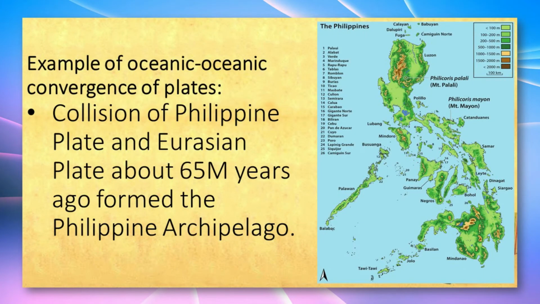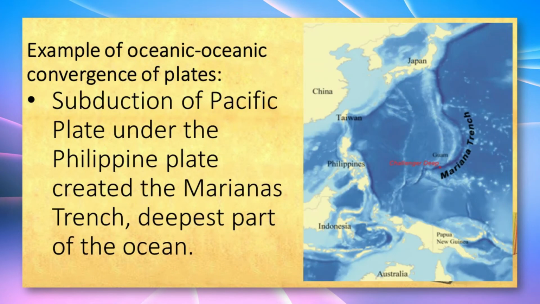The collision of Philippine plate and Eurasian plate about 65 million years ago formed the Philippine archipelago. This is an example of oceanic convergence of plates. Another example is the subduction of Pacific plate under the Philippine plate, which created the Marianas Trench, known to be the deepest part of the ocean.